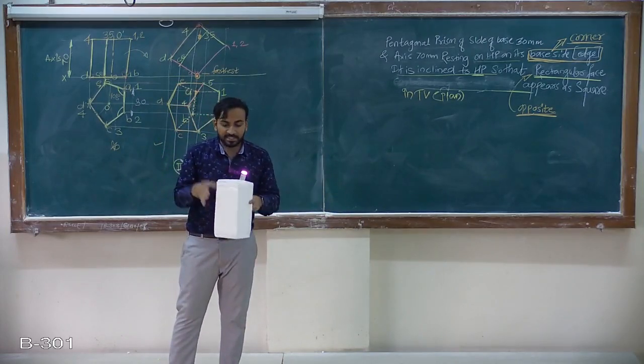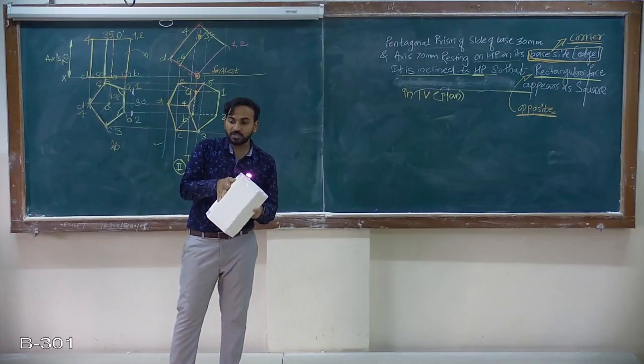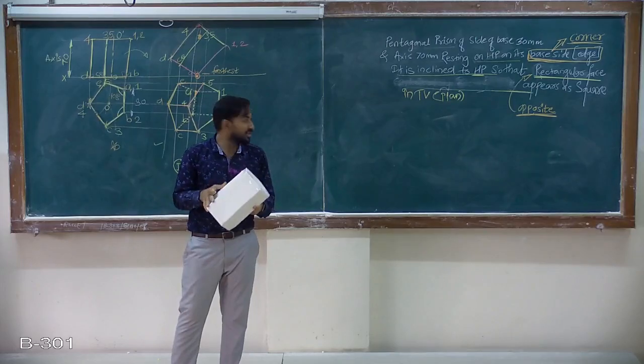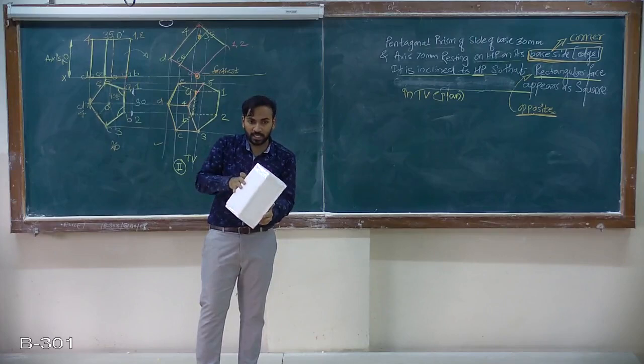Now this is a pentagon resting on corner. So this is the corner on the right. Its corresponding opposite face is this. Now it is inclined to HP so that this face is square. So what could be the solution in the second stage?